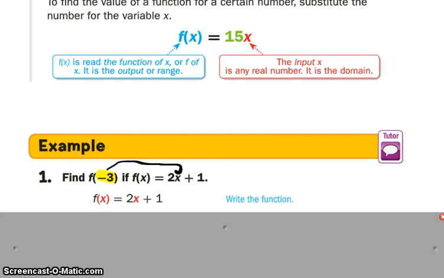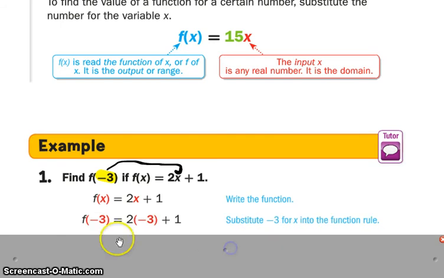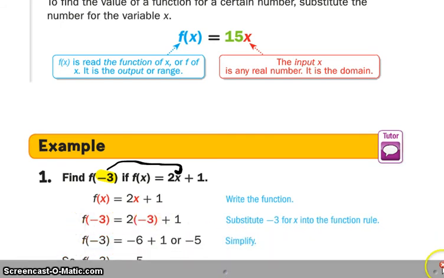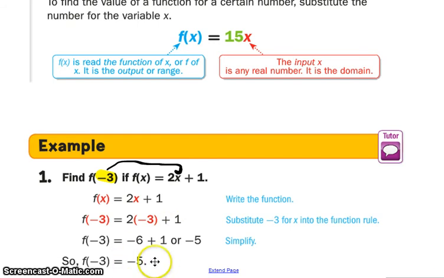So it's going to look like this. Here's your function. We're going to take whatever value they gave us, negative 3, and we're going to plug it in for x. So f of negative 3 equals 2 times negative 3 plus 1, and that's going to give us negative 5. So your value is negative 5. Basically it's another way of just saying if x is this, what is y? So we plugged in this negative 3 for our x, and we simplify, we get negative 5.